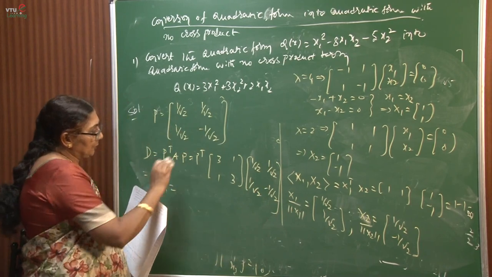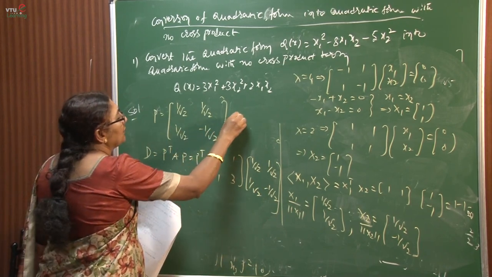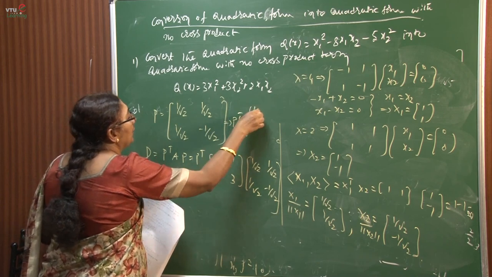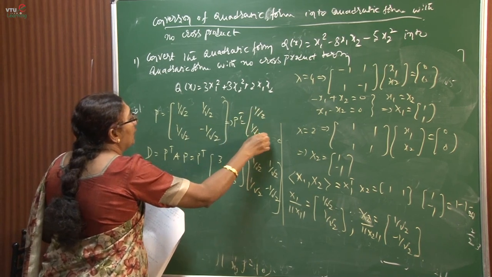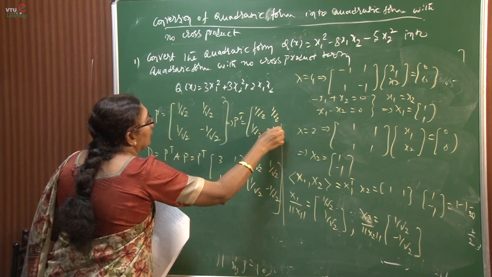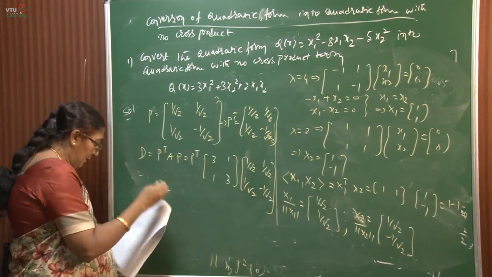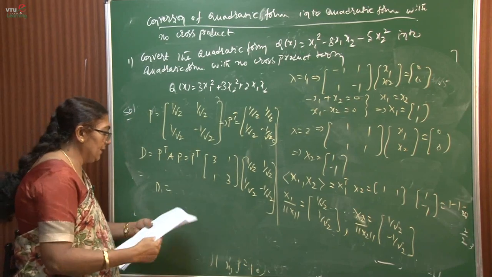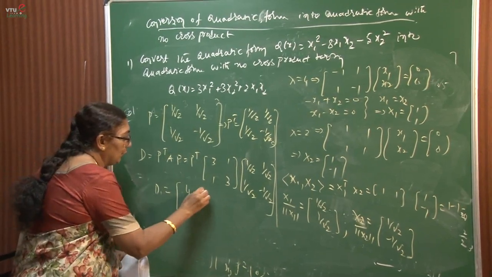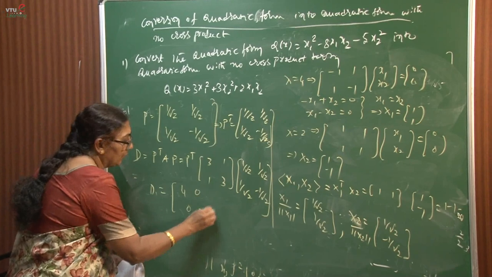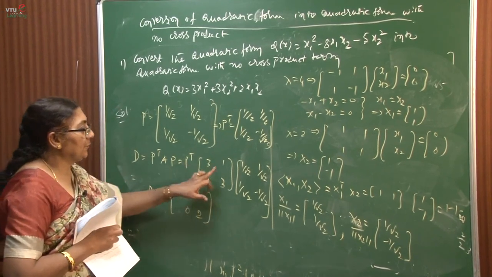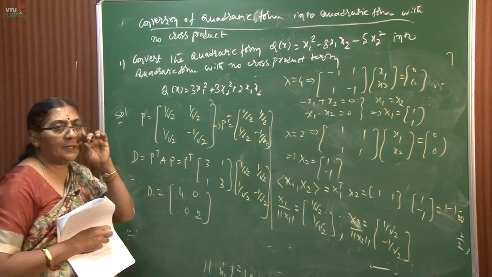After substituting P transpose, you know what P transpose is. P transpose is 1 by root 2, 1 by root 2, then 1 by root 2, minus 1 by root 2, since rows become columns. Simplify that. Finally, we get D as 4, 0, 0, 2. You just multiply first these two, then multiply by P transpose.